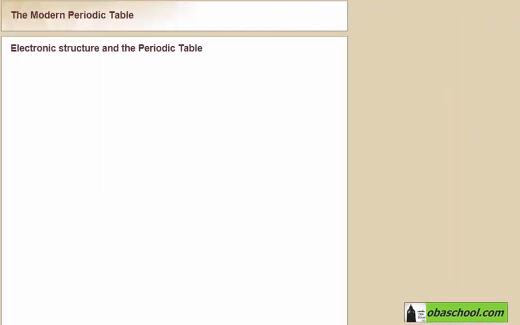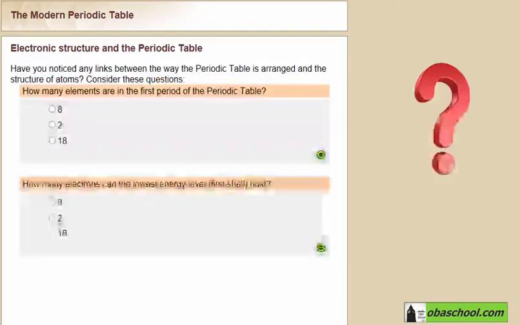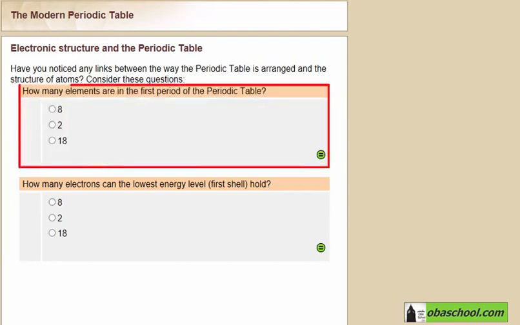In this animation, we will investigate the relation between the electronic structure and the periodic table. Have you noticed any links between the way the periodic table is arranged and the structure of atoms? Consider these questions. How many elements are in the first period of the periodic table? Do we have 8 elements, 2 elements, or 18 elements?